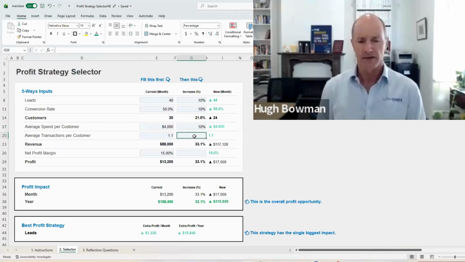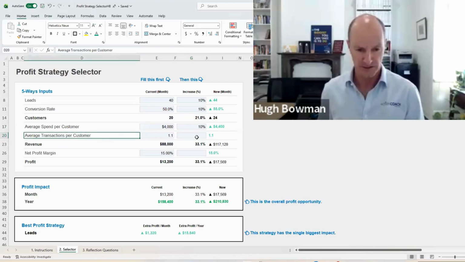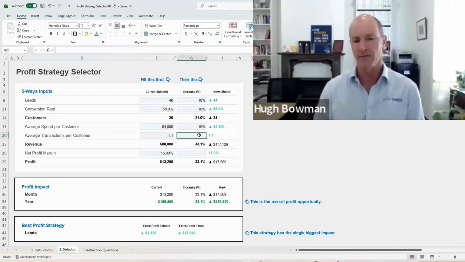And the next lever to pull here is what we call average transactions per customer. So this is how often they come back. Most businesses don't ask their past customers to come back at all, so even a small amount of asking is good. You can do this in a lot of different ways, but for trades, the simplest thing is fridge magnets, stickers on hot water surfaces, or cards in electrical boxes and the like.